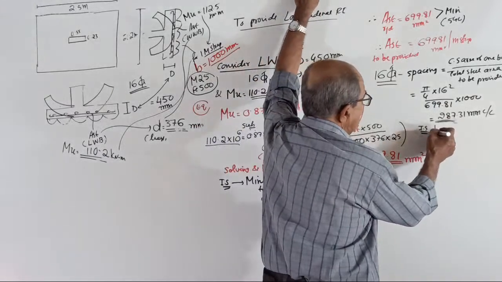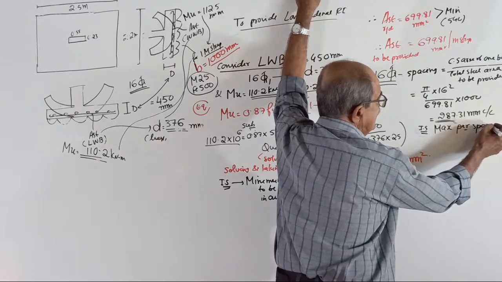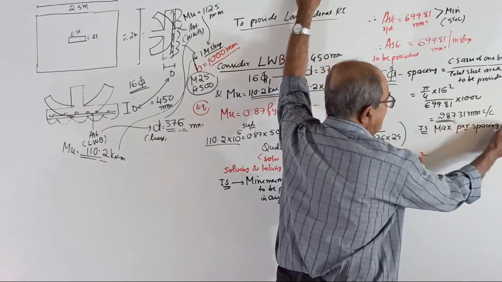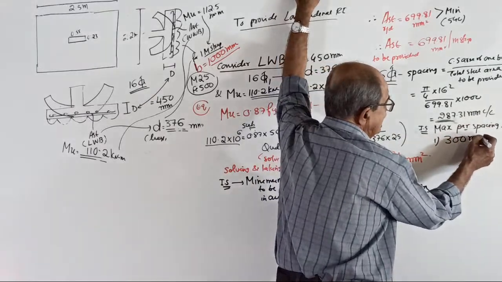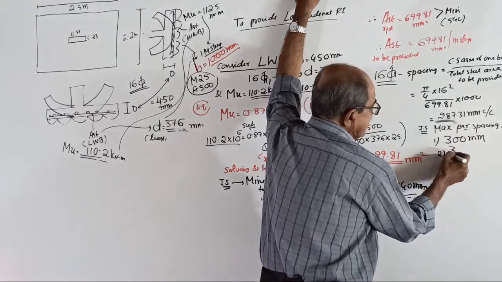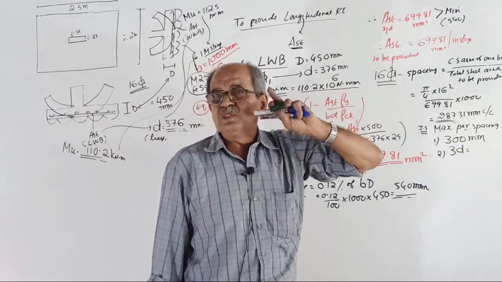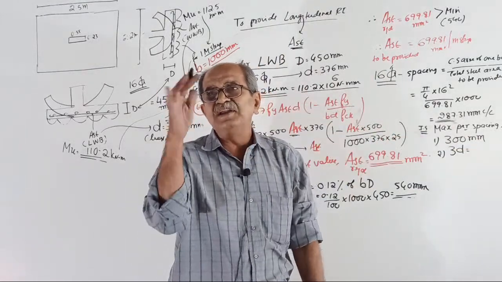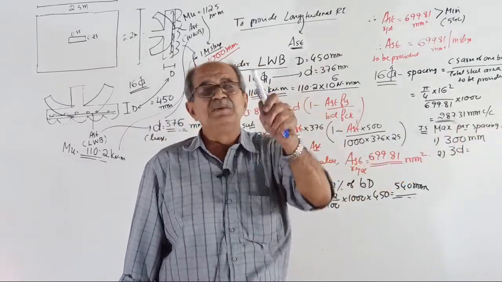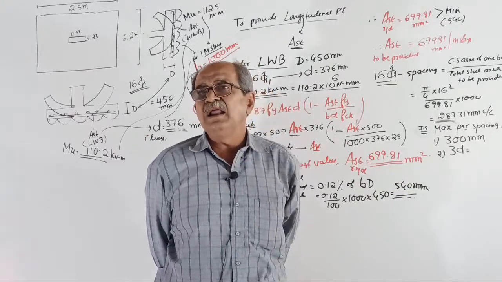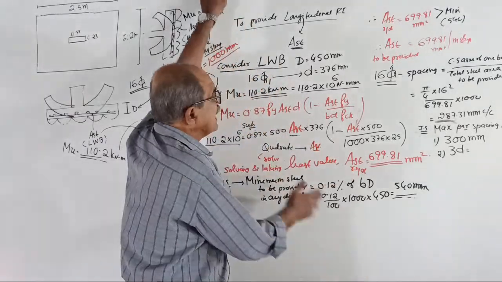As per IS code, maximum permissible spacing is one of two values. One of them is 300 millimeter. The other one is 3 times the D. For lengthwise bending 3D, for widthwise bending also 3D. That is not distribution. In a one-way slab, one is main bar and the other is distribution. There they told main bar 300 and 3D, distribution 450 and 5D. Here both are main bars.